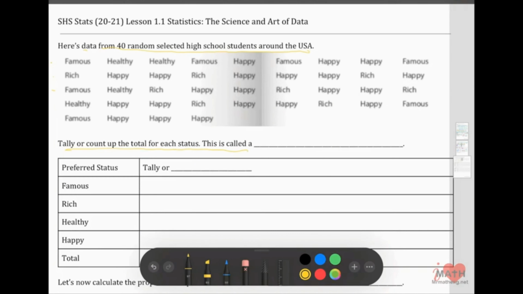This would be our frequency table. Wow, so bad. Sorry. Again, first time using this pen.